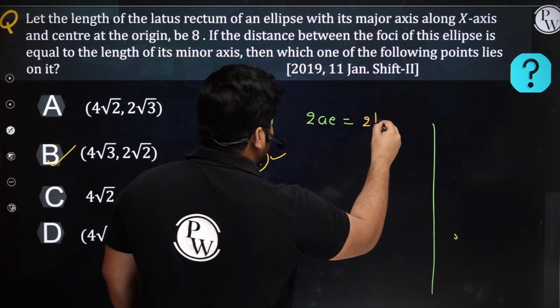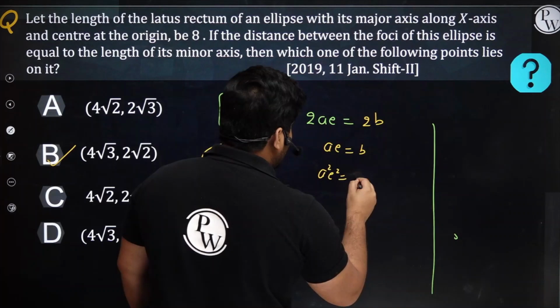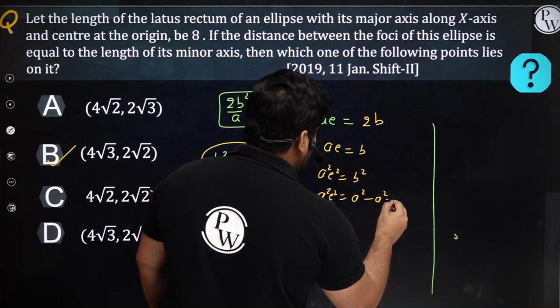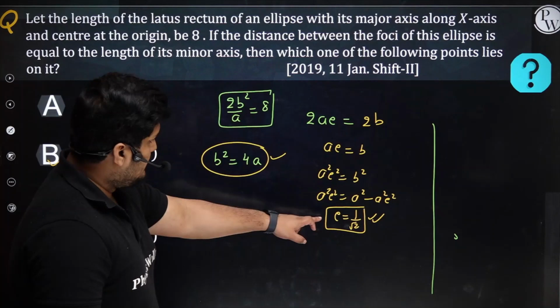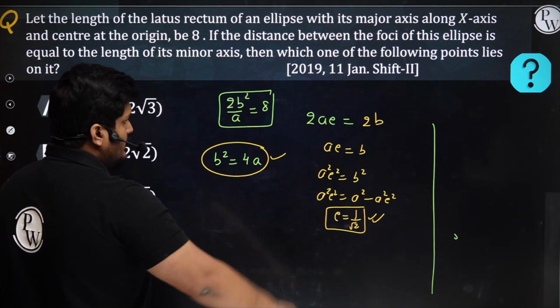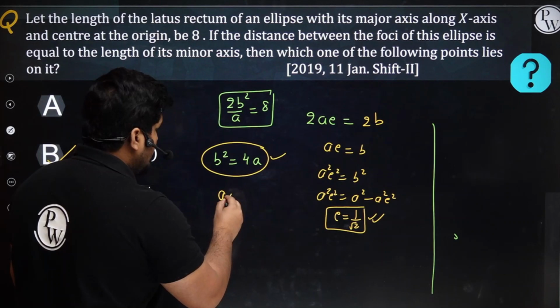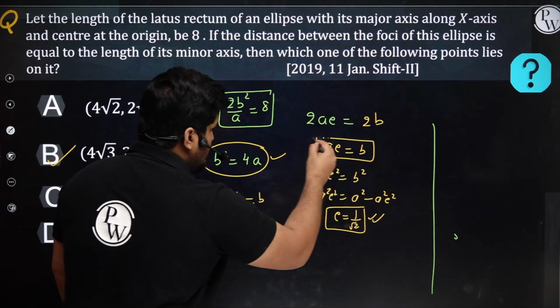So a square e square is equal to b square. So a square e square will be equal to a square minus a square e square. So clearly from here we can see this is 2a square e square equal to a square, so e square is 1 by 2. So e will be 1 by root 2. So we have the value of e from here. Once we get e, we can find out a and b also. If e is 1 upon root 2, so we have a into 1 by root 2 is equal to b, right?